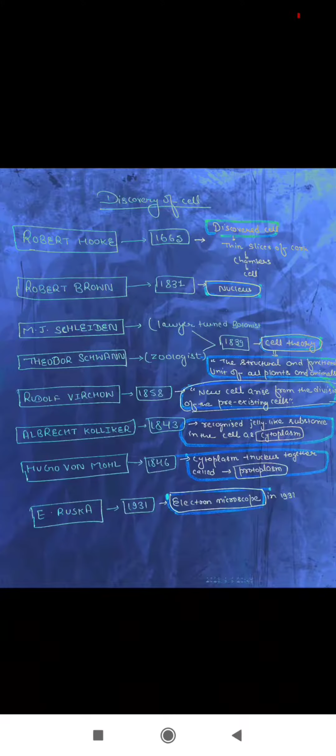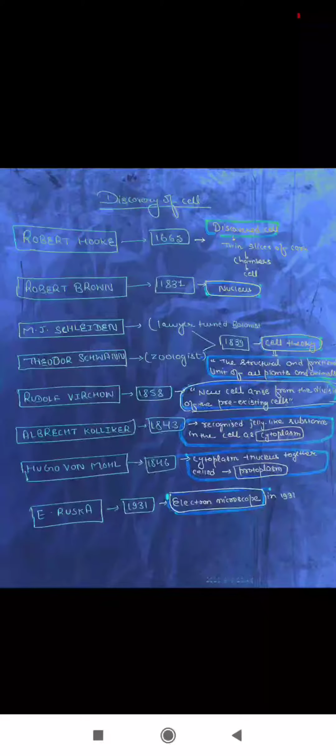It's obviously Robert Hooke. We have studied it since, I think, class 5 or 6. So Robert Hooke in the year 1665 discovered the cell. He cut thin slices of cork and then examined them under a crude microscope. Now what he found was that the thin slice of cork was made up of very small chambers, and he named those chambers as cells.